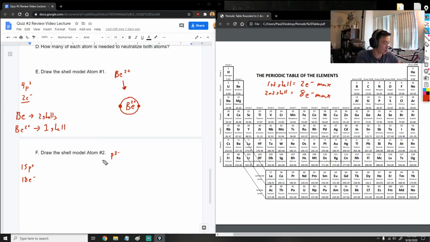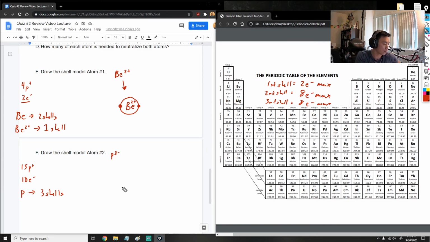Alright, moving on to the next one, P3 minus. If we look at P3 minus, it's on row number 1, 2, 3. It's on the third row. So that means it's going to have 3 shells. So P has 3 shells. Okay, and we know that the first shell holds 2, the second shell holds 8, and the third shell also holds 8, because there are 1, 2, 3, 4, 5, 6, 7, 8 boxes.